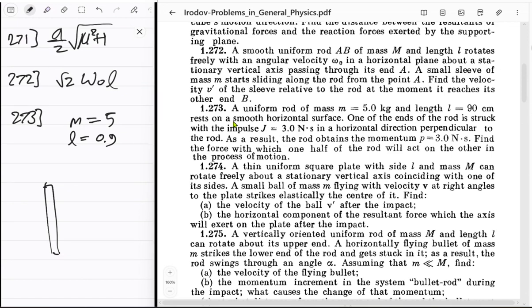As a result, the rod obtains a momentum. So basically that's giving us what J is, right? That is given already. Find the force with which one half of the rod will act on the other in the process of motion.